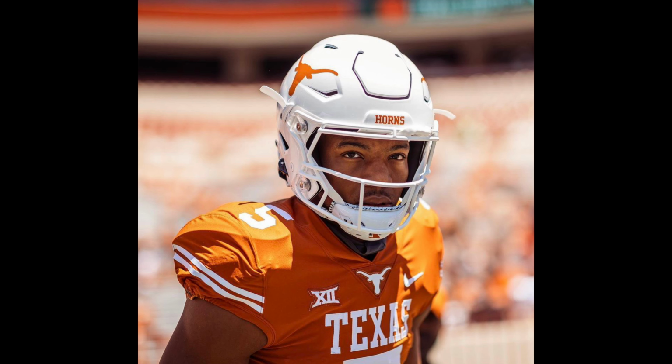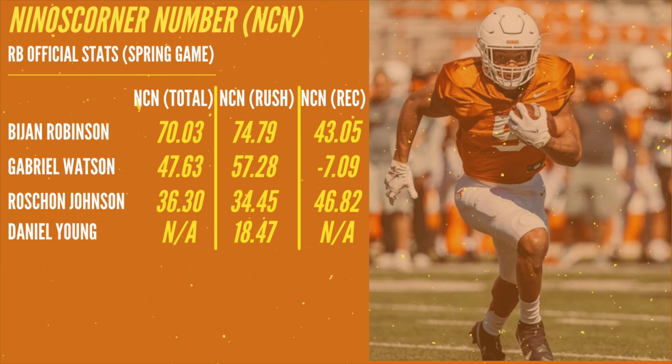He had an NCN rushing, guys, of 75 points, which is just very high for a running back, guys. I don't think you guys understand how successful that is for a running back. He had an NCN receptions of 43.05. When you do the calculation to get the NCN total, you're getting 70.03. Very efficient for a guy like Bijan Robinson. You can't knock it. Actually, his NCN rushing was 74.79. Next guy on the list, guys, we're going to talk about Roschon Johnson.